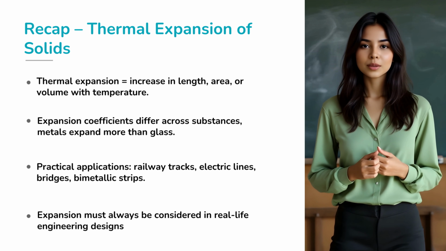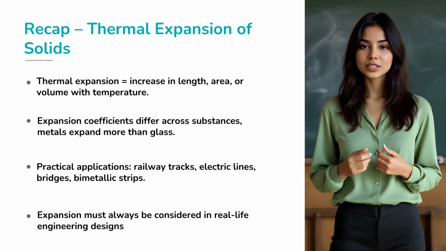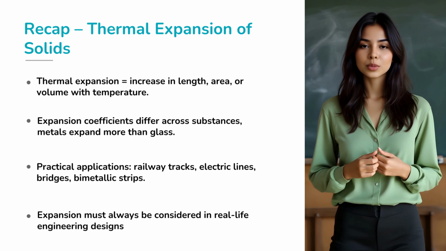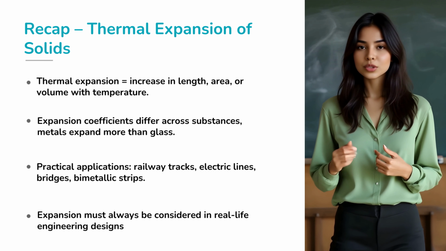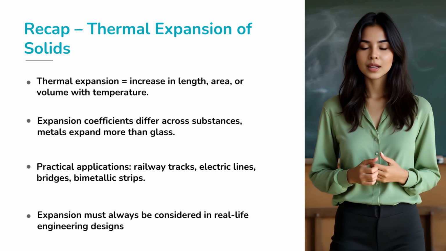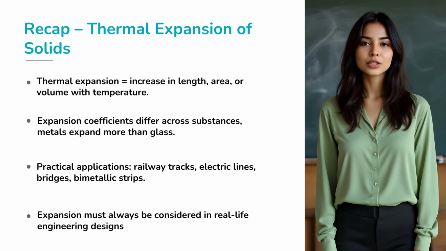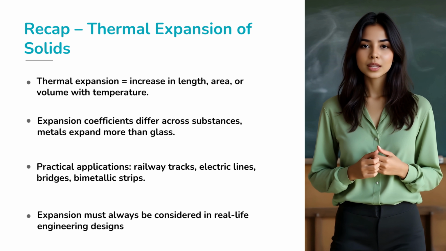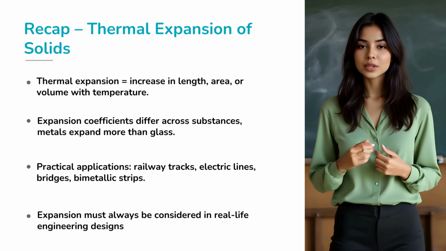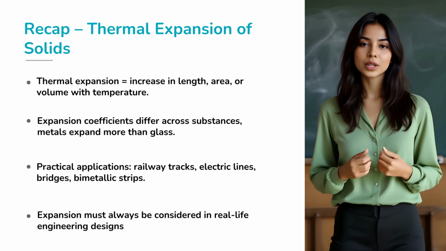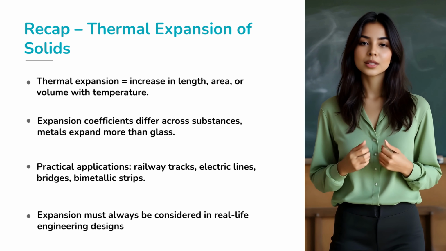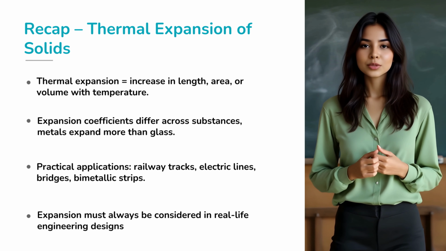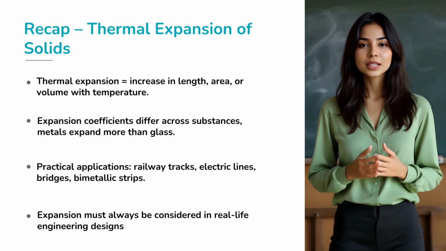So, let's wrap this up. Thermal expansion is the increase in size of solids when they are heated. It can be linear, aerial, or cubical, and follows neat proportional laws with coefficients alpha, beta, and gamma. These coefficients vary by material, which is why different metals expand differently. In real life, engineers and scientists must account for expansion when building railways, bridges, electric lines, or even simple devices like thermostats. The expansions may seem small, but they are critically important for safety and design.